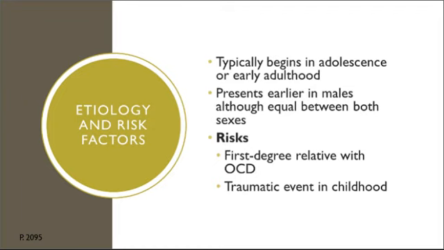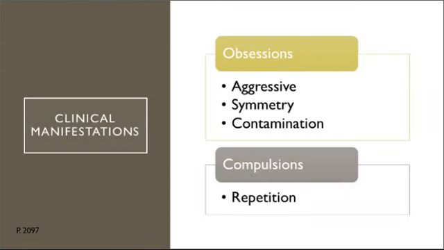Okay, next slide. Clinical manifestations, obsessions, aggressive, symmetry, contamination. Symmetry is a big one. If you look at your clinical manifestations on page 2097, aggressive, sexual, religious obsession, checking compulsions, checking doors and locks, confesses frequently to anything, needs to ask others repeatedly for assurance. There's some medications which I'm going to cover separately. Cognitive behavior therapy, sometimes they add antipsychotics.